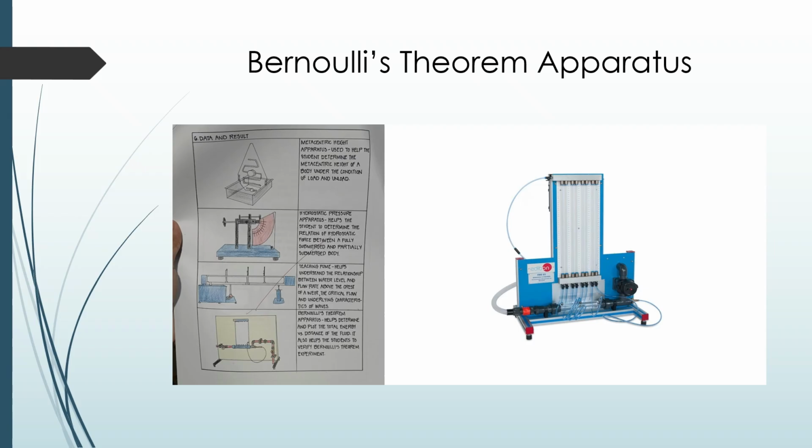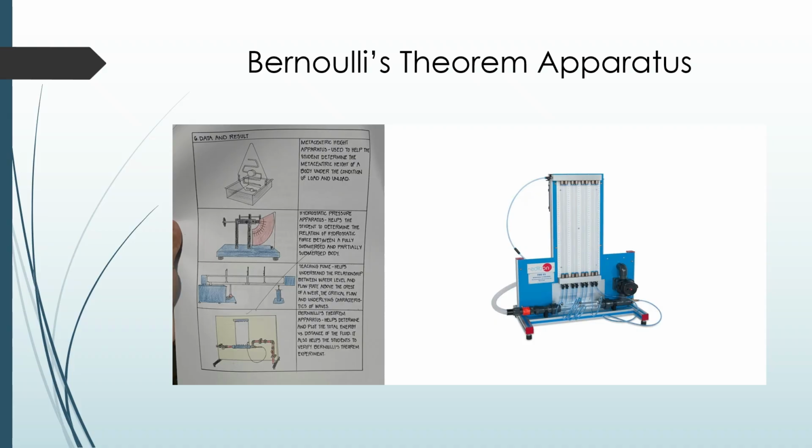Name: Bernoulli's Theorem Apparatus. The Bernoulli's Theorem Apparatus is a fundamental hydraulic laboratory equipment used to help students verify Bernoulli's principle experimentally and understand the relationship between different forms of energy in a flowing fluid. This apparatus allows students to determine and plot the total energy head versus distance along a streamline, demonstrating how energy is conserved in an ideal flow.